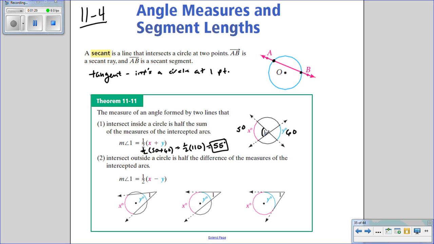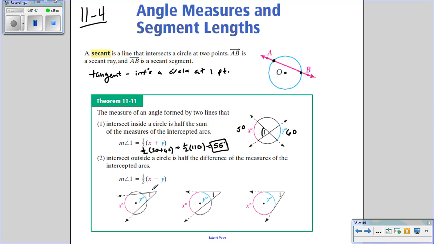Now that angle is not a central angle because its vertex is not in the center of the circle, so don't get that confused. Don't think that angle 1 is automatically 50. This is not a central angle. This is an angle created by two secant lines.